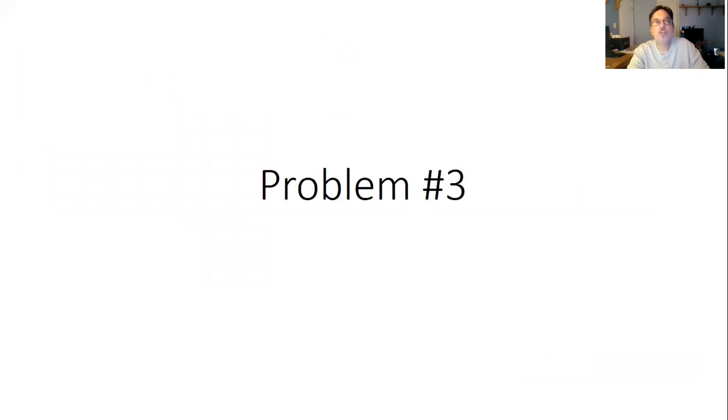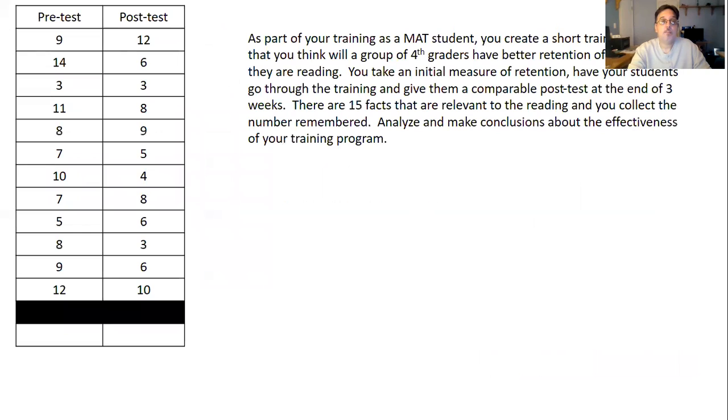All right, problem number 3. So as you've already guessed, this is a dependent t or the correlated groups t. So in this case, again, I apologize, sorry, I moved the wrong thing on my screen. The box is overlapping some of the question. You're an MAT student, so you're in the education program, and you are wondering if what you're doing in the classroom is helping. You're doing something different than the other teachers.